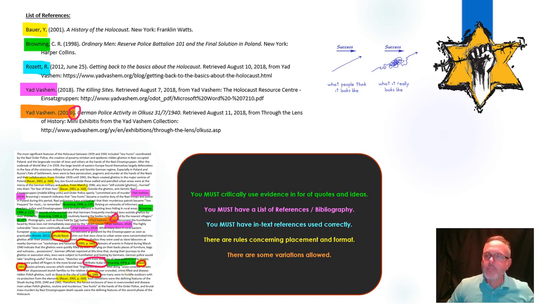So, remember, when you're doing a task like this, you must critically use the evidence, okay, in your quotes, in your ideas. You must have a list of references or a bibliography. You've got to have in-text references and use them correctly. There's rules about the placement and the format, and there are some variations allowed. Excellent.